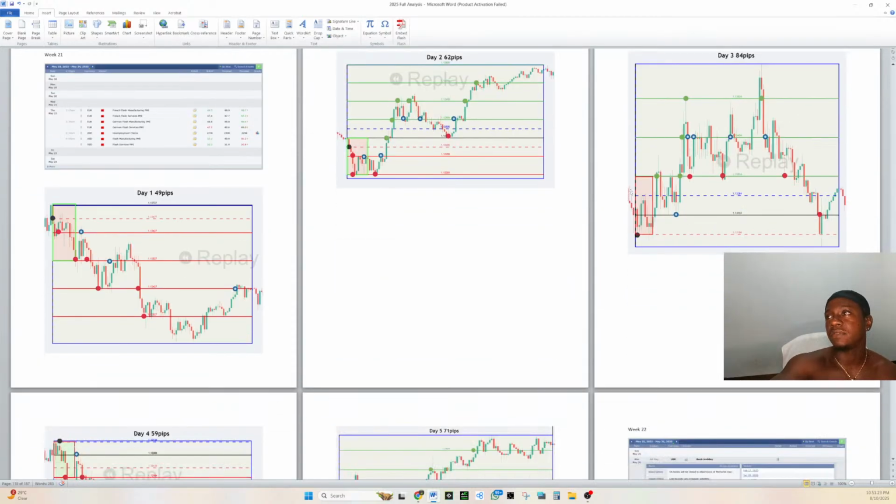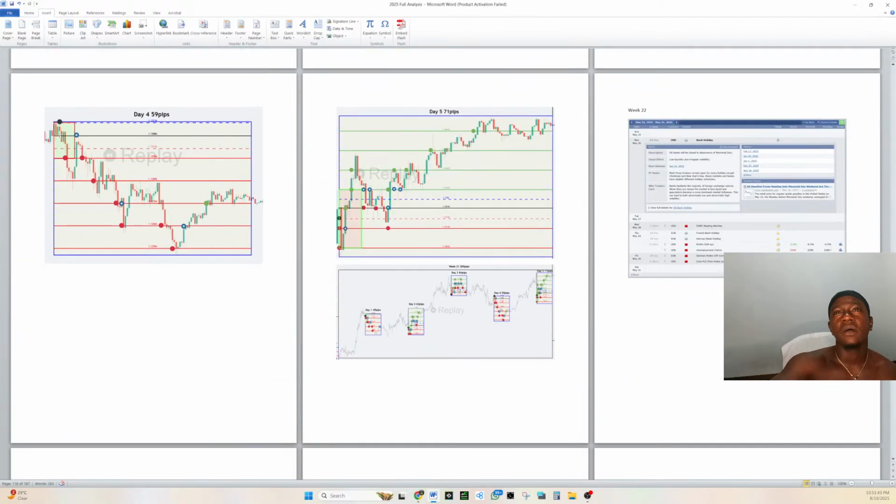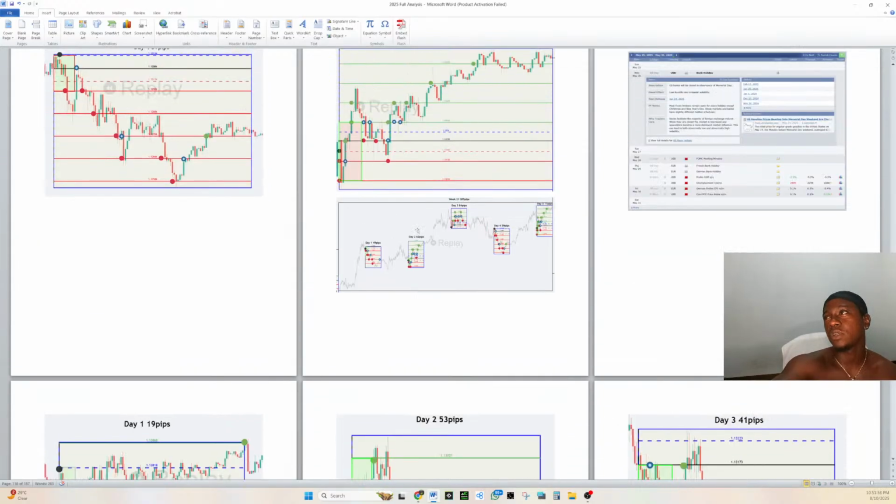Then we have day 3, which is going to be a sell stop, ends up being a losing trade, whipsaw. I'll call it a whipsaw for now. Buy stop ends up being a losing trade, whipsaw. Sell stop 1-to-1 winning reversal, but not a lot of opportunity.